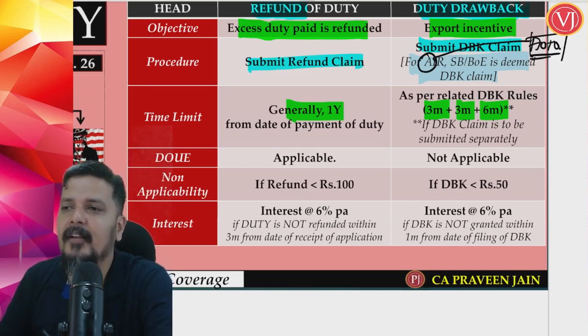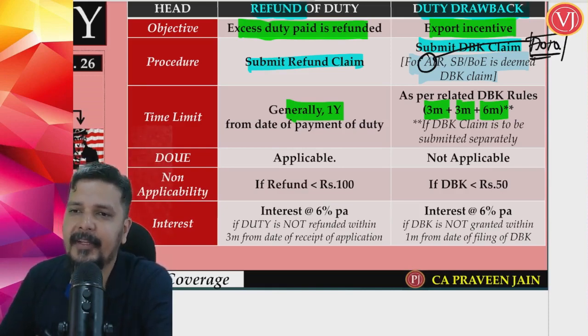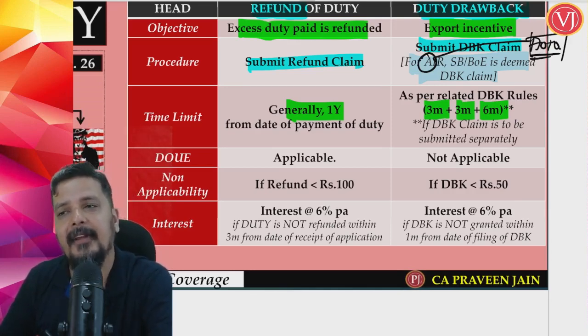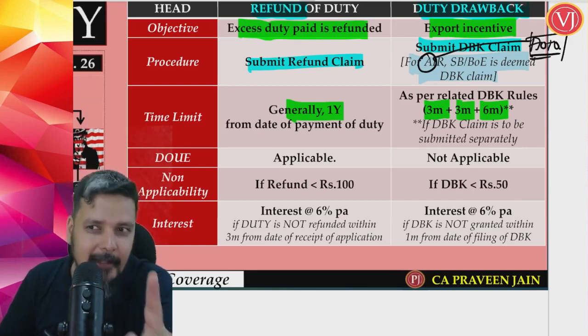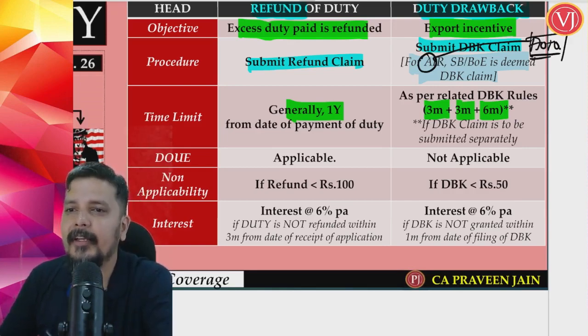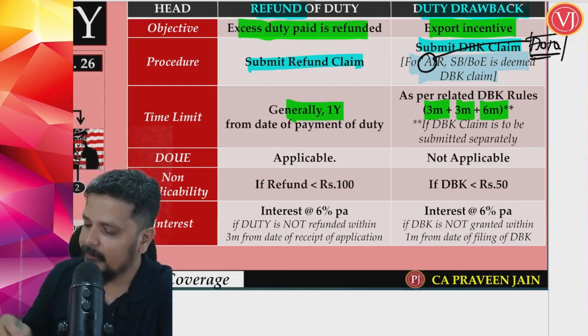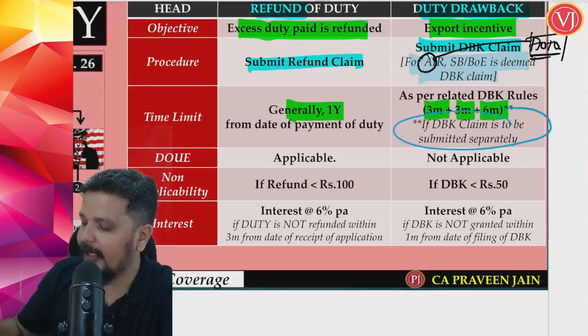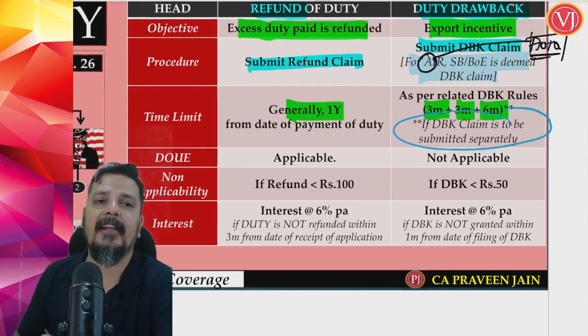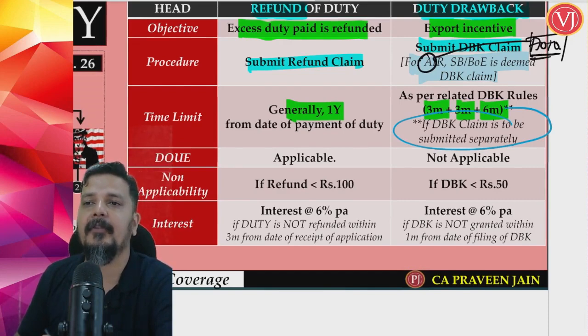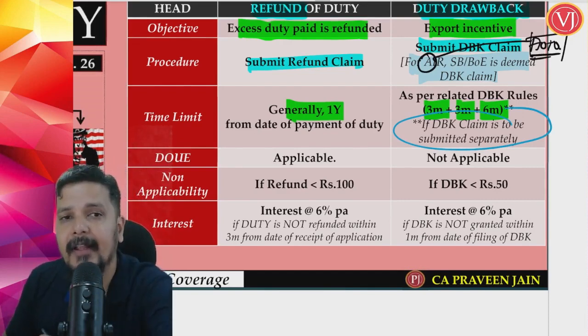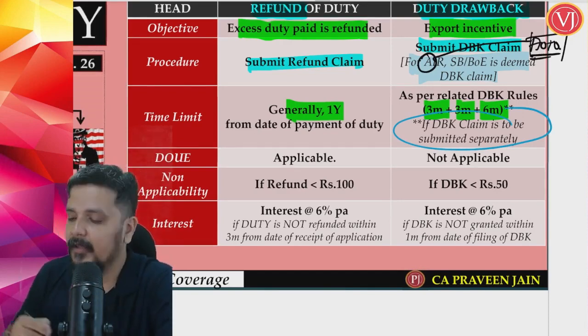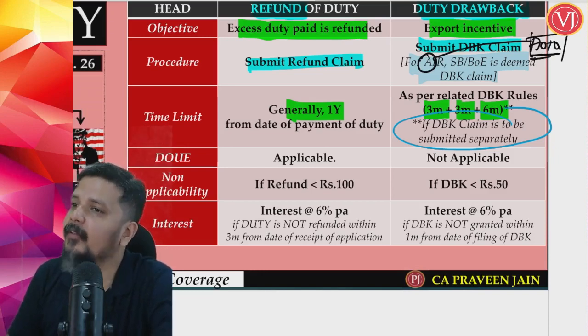So what is the time limit for drawback? The basic time limit is 3 plus 3 plus 6. In total, you'll get 1 year. Now, this will be there only if you are claiming the drawback claim separately, which will be there in all the cases of 74 and 75, but not for AIR. This is not applicable for AIR because it is automatic.